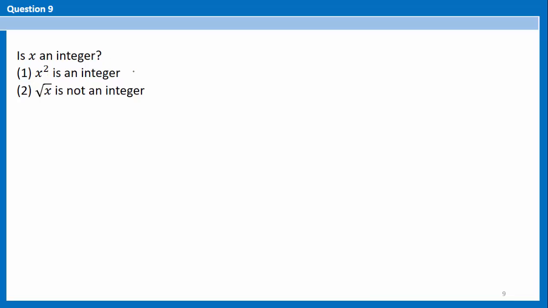Okay, in statement number 1, if x squared is an integer, well, x could be, for example, 2, because 2 squared is an integer, and x could also be square root of 2, because the square root of 2 squared is an integer. So x equals 2 would answer yes, and square root of 2 would answer no.